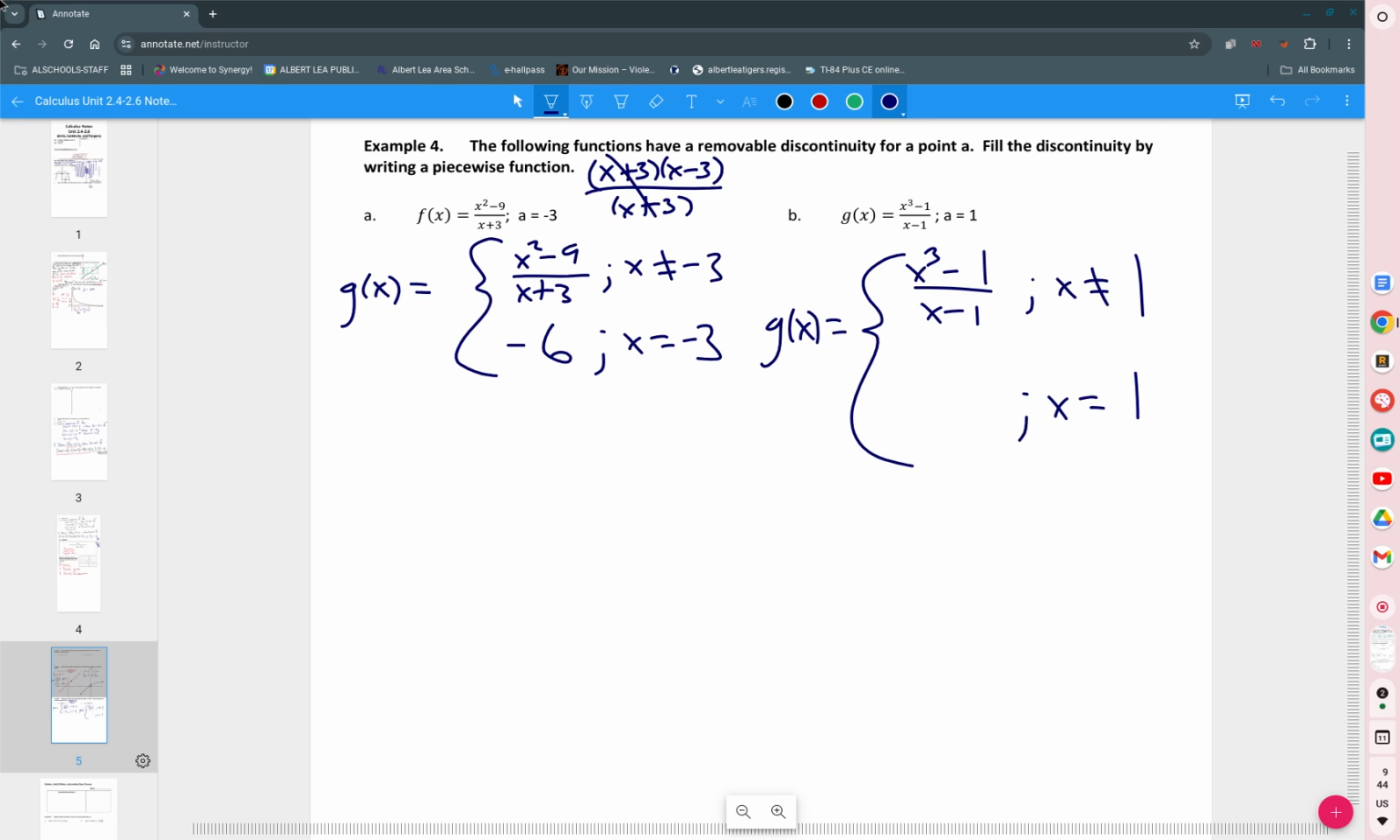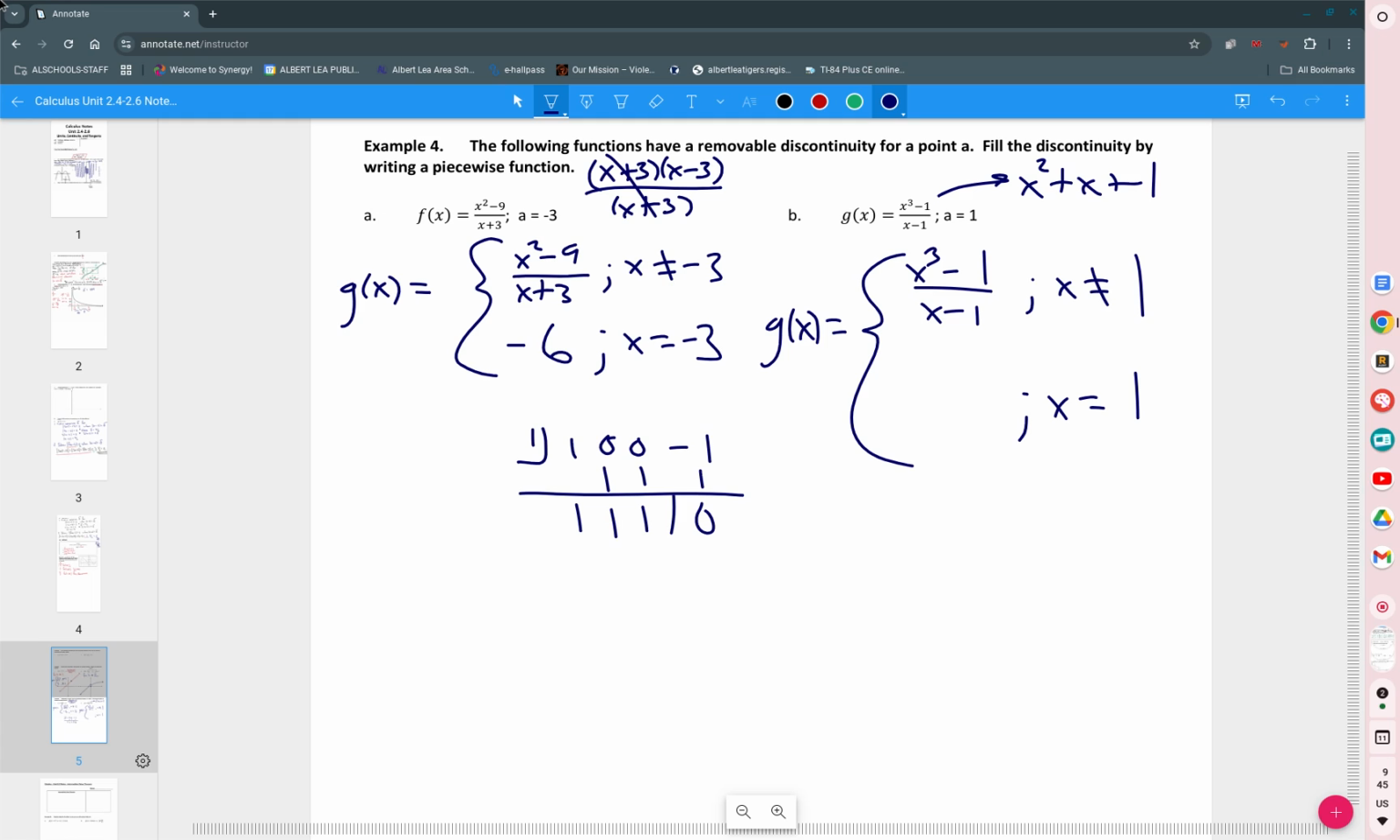Uh-oh, what if you don't remember how to factor cubes? Yeah, you could do synthetic division. So if you don't remember how to factor cubes, you could just go 1, and then 1, 0, 0, -1. So when in doubt, turn to synthetic division: drop the 1, multiply, add, multiply, add, multiply, add. So you can see that if you divide it out, it becomes x squared plus x plus 1.